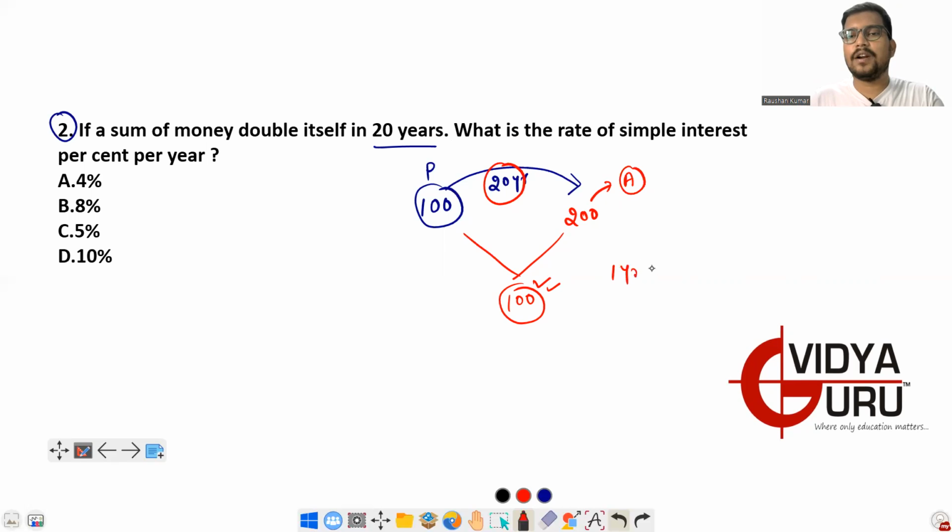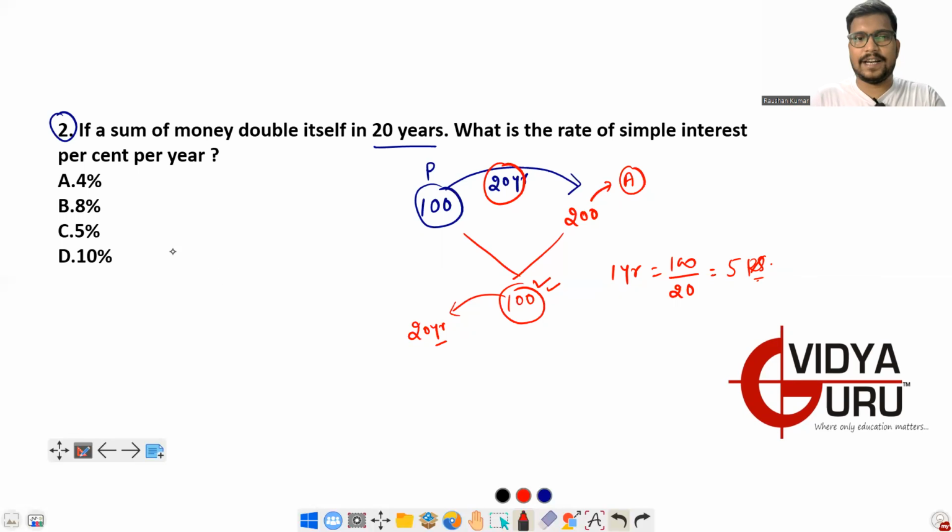So after 1 year, how much should it be? You can say 100 upon 20. This 100 we got after 20 years. Yes or no? In 20 years we are getting 100 rupees as interest. So in 1 year it should be 100 upon 20, which is equal to 5 rupees, right? 5 rupees. Now see here, what is the rate of interest?